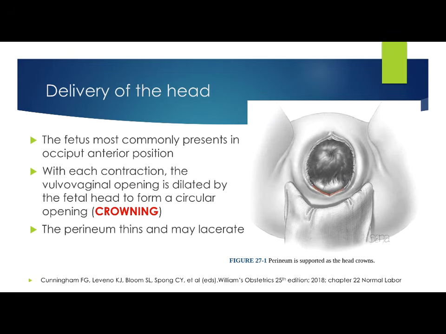So now we go to the delivery of the fetus. The fetus most commonly presents in the occiput anterior position, as you can see in this picture here. With each contraction, the vulvovaginal opening is dilated by the fetal head to form a circular opening, and this is what we call crowning. The perineum around it thins and may lacerate as the head is being delivered.